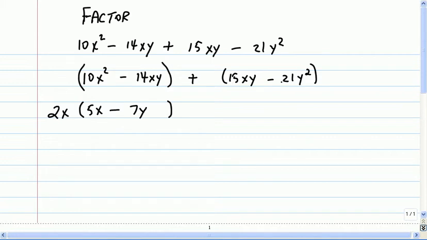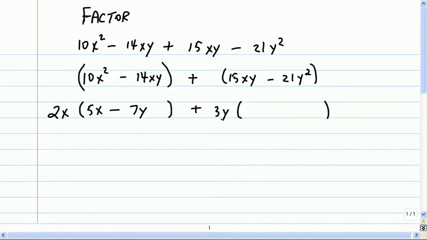And we do the same thing with the second group. We've got 15 and 21, and we can divide 3 into both of those. Bring down my plus sign. And, well, I wasn't done there actually. 15 and 21 have 3 in common. Then there's x, but there's not an x here. There's a y and a y squared. So y is part of the GCF for the second group.